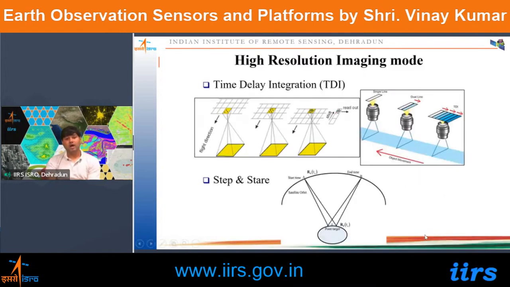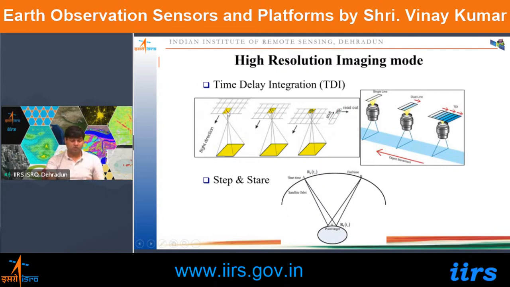Now, coming to high resolution imaging mode, as I told, nowadays space-borne platforms are giving very, very high spatial resolution. So in place of a linear array of detectors, we are using an area array of detectors. It means we have n number of arrays placed in rows. You can see in this particular figure how the arrays are placed.